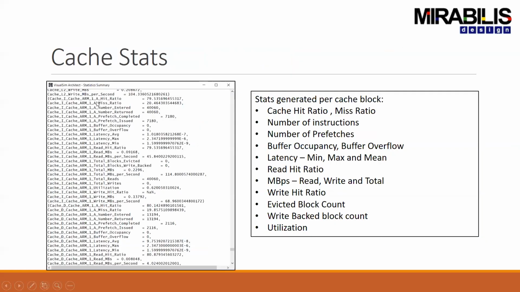Then we can also see some of the cache statistics. We can see the cache hit ratio, miss ratio, the number of instructions reaching the caches, number of prefetches that happened, buffer occupancy, if any buffer overflow happened, and the latency for each of the caches, the min, maximum, and mean. This is the round trip time, which includes the miss delay as well. Then the read hit ratio, Mbps for read, write, and total. Then write hit ratio, evicted block count, write back block count, and the utilization of each of the cache blocks. These statistics will be reported by VisualSim during the simulation itself.